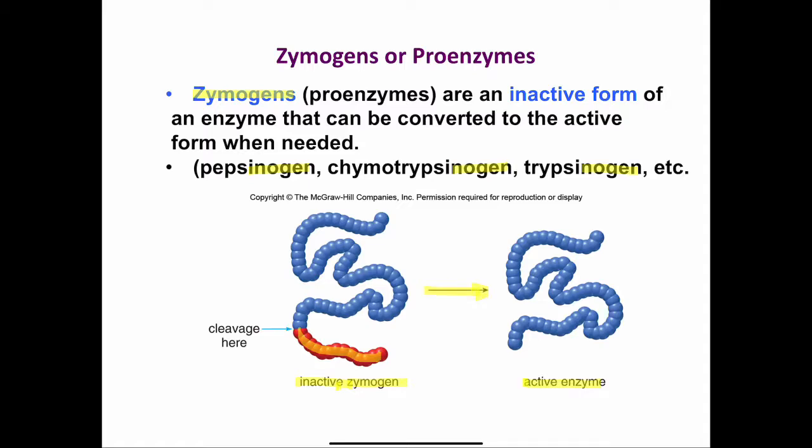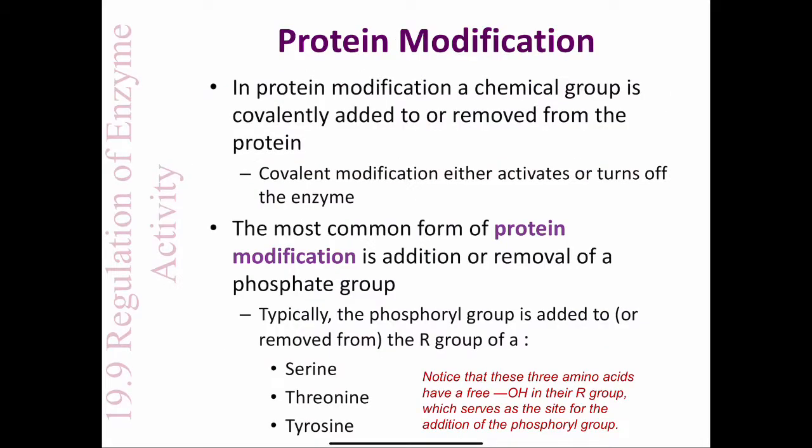Protein modification is another mechanism that the cell can use to turn an enzyme on or off. This is a process in which a chemical group is covalently added to or removed from the protein. The covalent modification either activates the enzyme or it turns it off. The most common type of protein modification is phosphorylation or dephosphorylation of an enzyme. Typically, the phosphoryl group is added to or removed from the R group of a serine, a tyrosine, or a threonine in the protein chain of the enzyme.